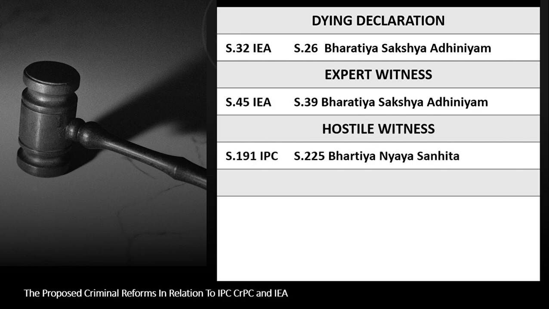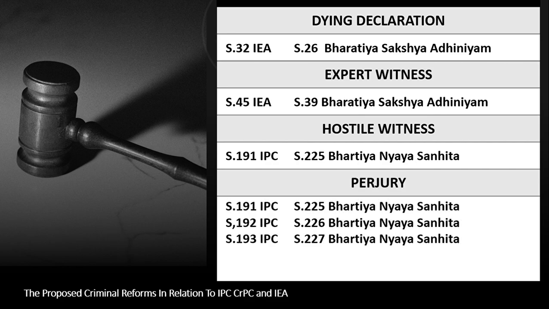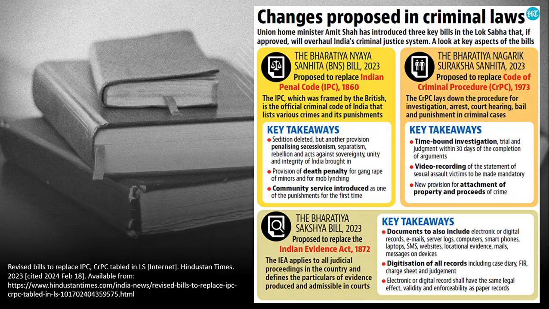Next, hostile witness, this comes under IPC. So section 191 of IPC described hostile witness. Now section 225 of Bharatiya Nyaya Sanhita describes hostile witness. And perjury, sections 191, 192 and 193 of IPC were involved. Now it is replaced by sections 225, 226 and 227 of Bharatiya Nyaya Sanhita. And CrPC section 344 is now replaced by section 383 of Bharatiya Nagarik Suraksha Sanhita. These are the changes proposed in criminal laws by Hindustan Times.